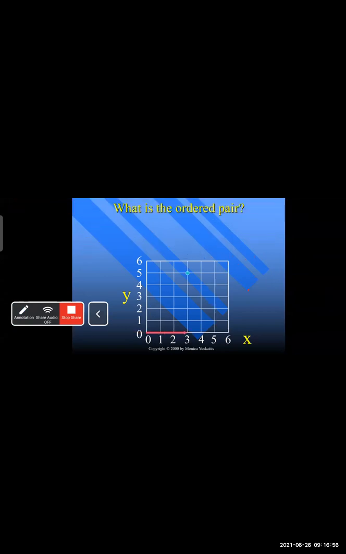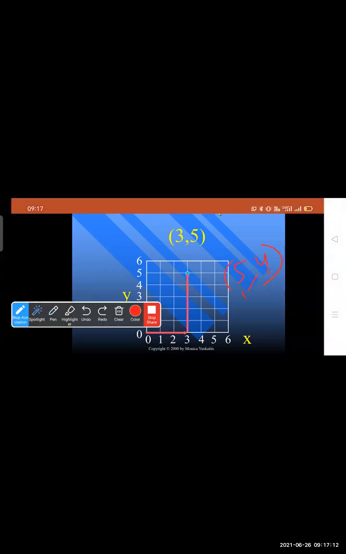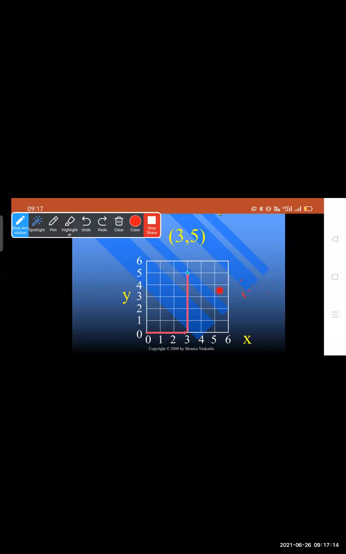What is the ordered pair? 3 comma 5. So we get 3 comma 5. If you want to plot this 3 comma 5, here we first draw 3: 1, 2, 3, and the y coordinate 5: 1, 2, 3, 4, 5. So here we get 3 comma 5.